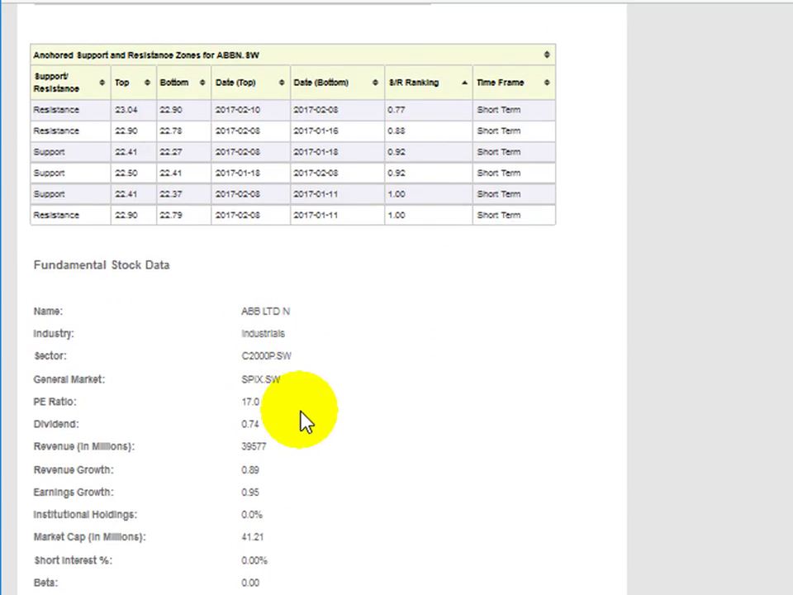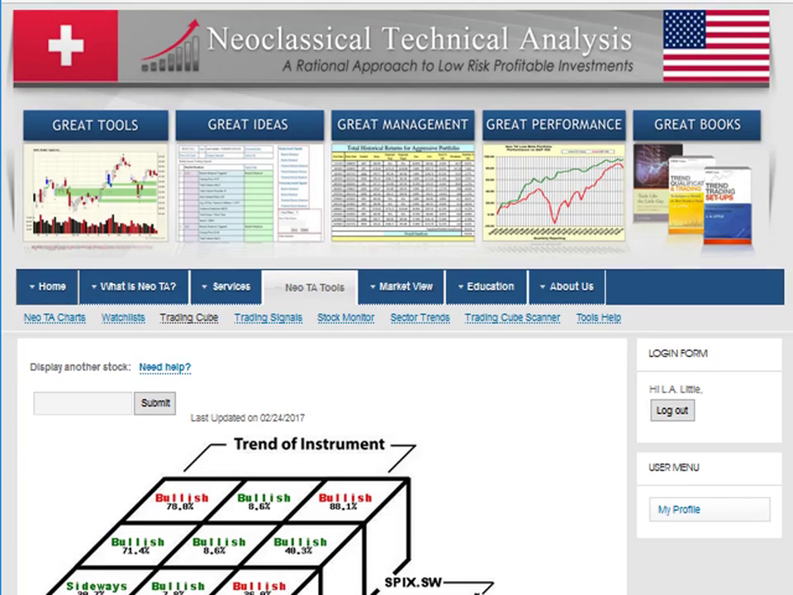You can see what sector it's in, the general market it's in. If we have the information, then all the information associated with the stock will be listed here as well. And so that's the trading cube. Market view, trading signals. Let's come back to that one.